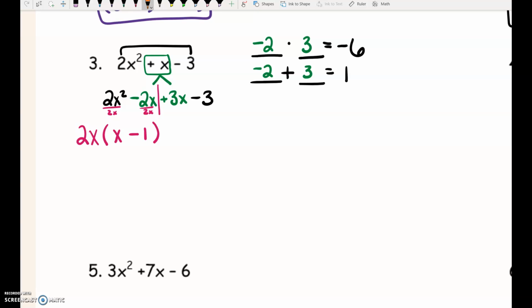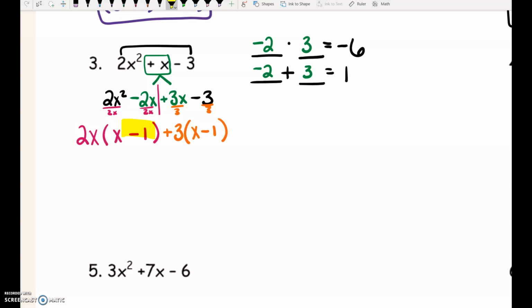Now let's look at this right side. What do 3x and negative 3 have in common? Just a 3, a positive 3. If I divide both of those by 3, 3x divided by 3 is x. Negative 3 divided by 3 is negative 1.